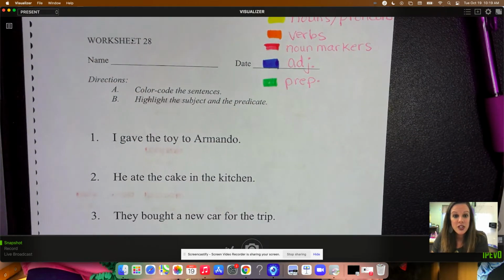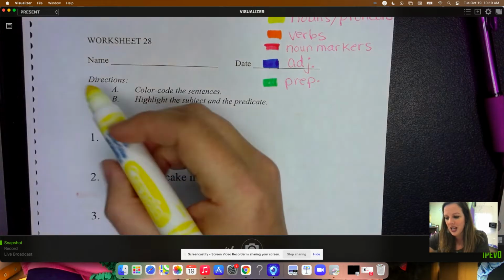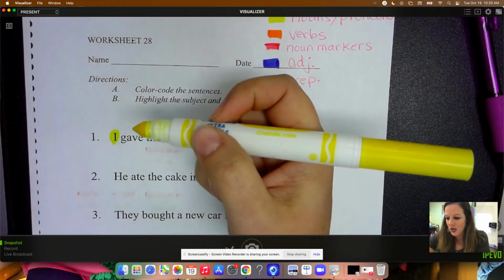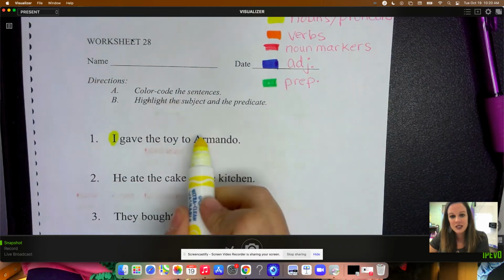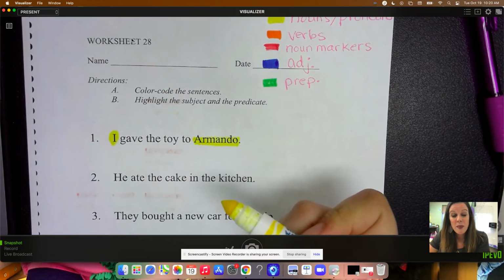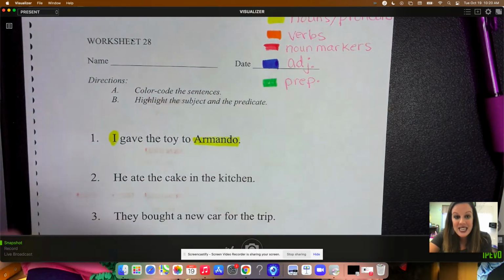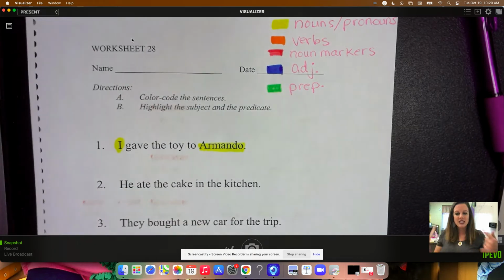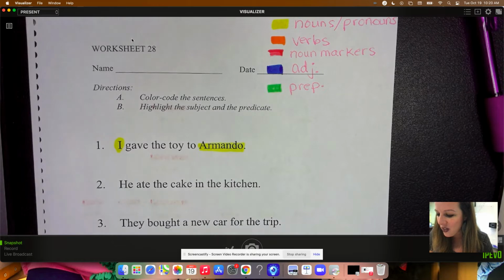I gave the toy to Armando. Pronouns take the place of nouns. So who's the subject of our sentence? I am. I is a pronoun, and we're going to code it yellow. There's another noun, Armando. That's a proper noun because it's somebody's name. I gave the toy to Armando. What did I do? I gave. That's right. Gave is a verb.